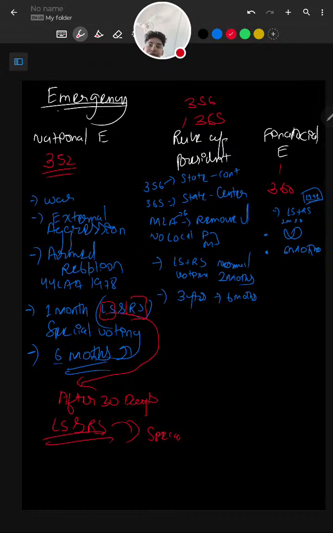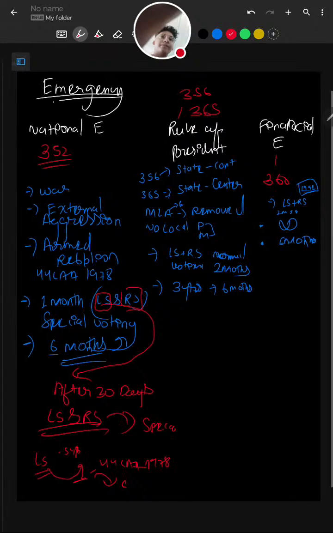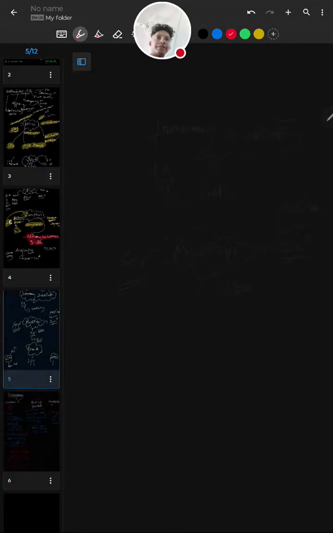During this period, the tenure of Lok Sabha is 5 years. The tenure of Lok Sabha can increase by 1 year more, and this happens because of the 42nd Constitution Amendment Act of 1978. And after that 1 year, a 6 month period is there to remove the Lok Sabha. That's the whole thing here. So this is the emergency.